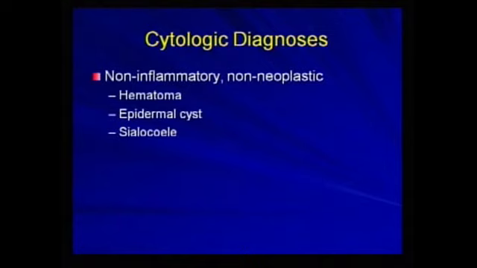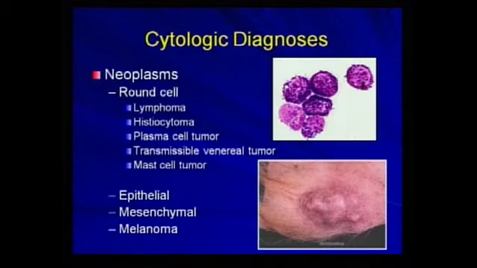And here are a couple of non-inflammatory, non-neoplastic lesions that you may be called on occasionally to diagnose via cytology, including hematoma, epidermal cysts, and sialoceles. And we'll look at the characteristics of each of those as well.